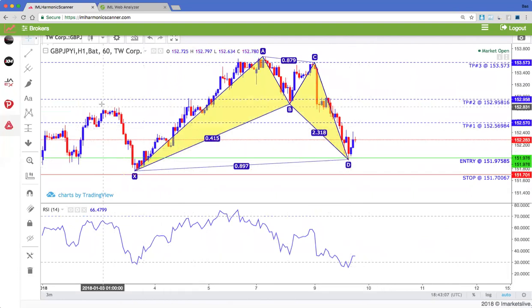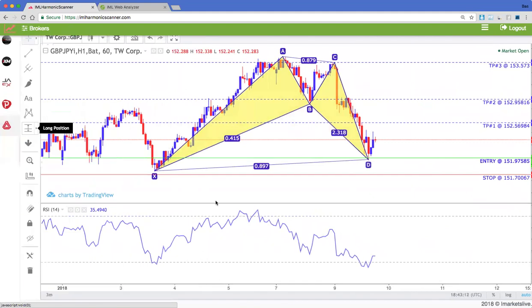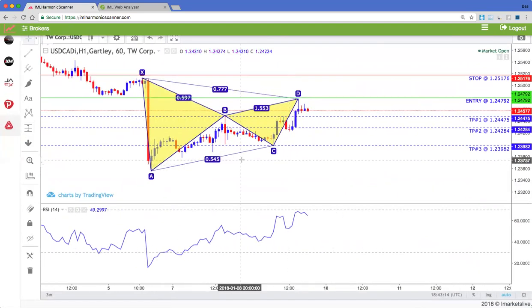This one we were waiting for the trace back. US dollar, Canadian dollar. Do we have that one already? No.